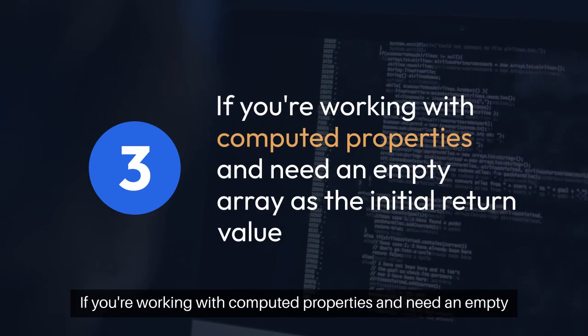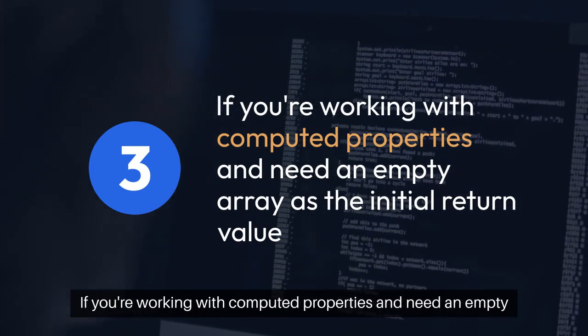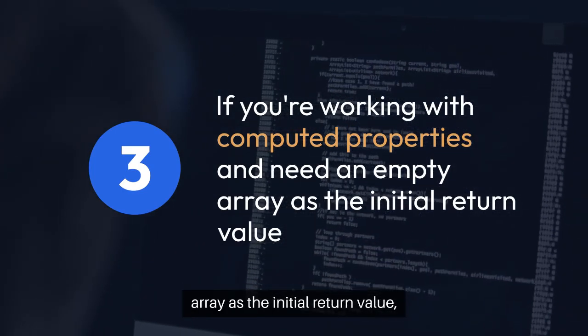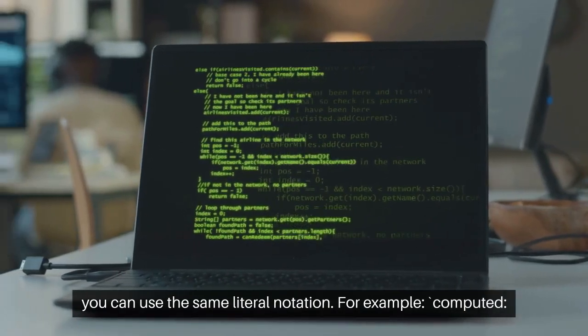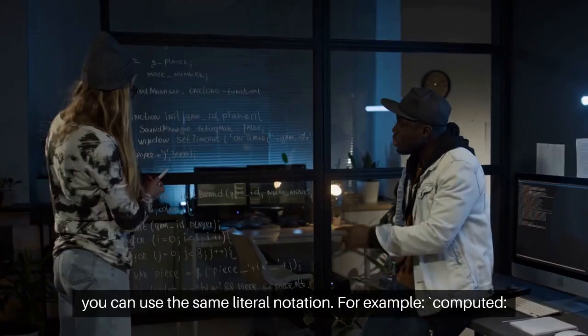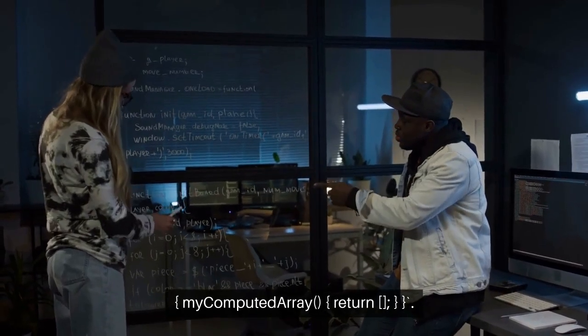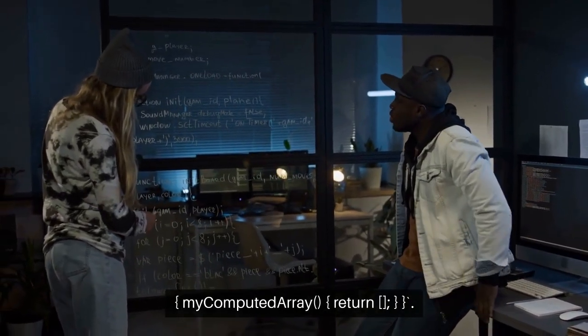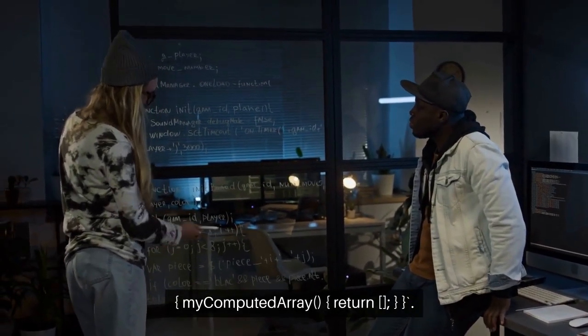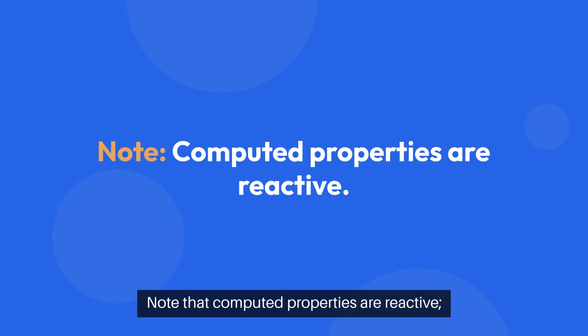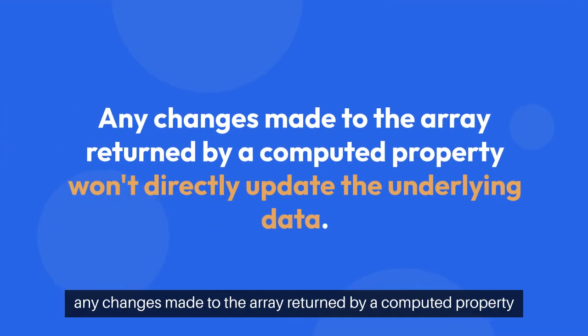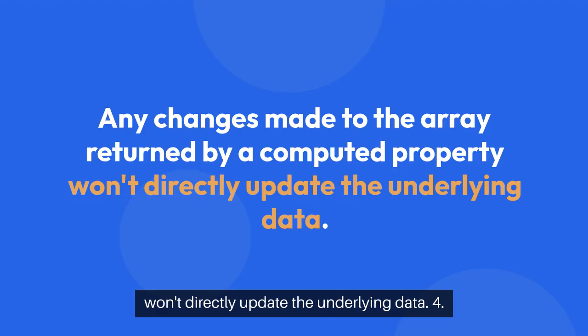3. If you're working with computed properties and need an empty array as the initial return value, you can use the same literal notation. For example, computed, myComputedArray, return. Note that computed properties are reactive. Any changes made to the array returned by a computed property won't directly update the underlying data.